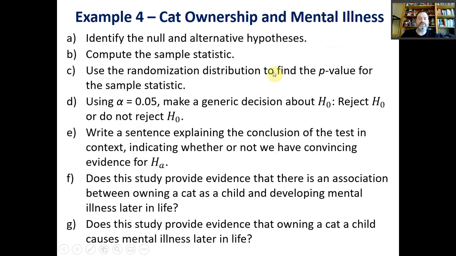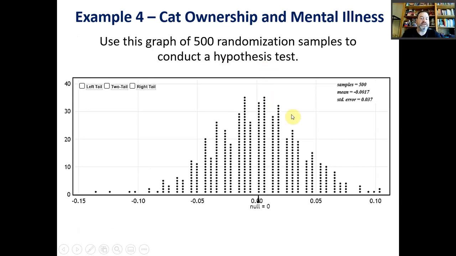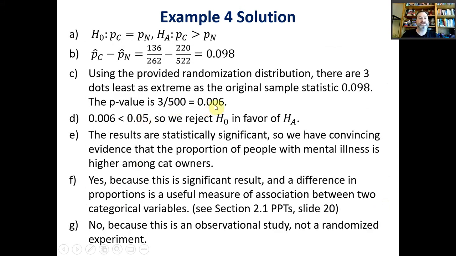Well, you go back and you say, there's my sample statistic. You need to do something with the sample statistic because StatKey doesn't know what the sample statistic is. StatKey generates this based on just the null hypothesis alone. Well, 0.098 is way over here somewhere. It's really close to 0.10. So it looks like we have 1, 2, 3 dots over here at 0.098 or higher. And remember, the original sample statistic will always show up in this graph if you have a small sample. So there's 0.098. There's 2 more to the right, 3 dots. So 3 divided by 500 is 0.006.